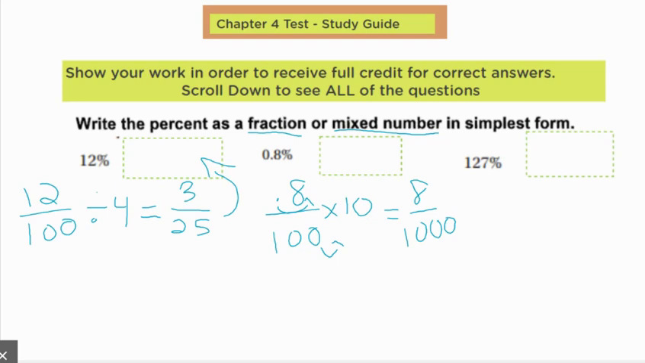We still need to simplify. So 8 over 1,000, we are going to divide by 8. And then 8 divided by 8 is 1, and 1,000 divided by 8 is 125.